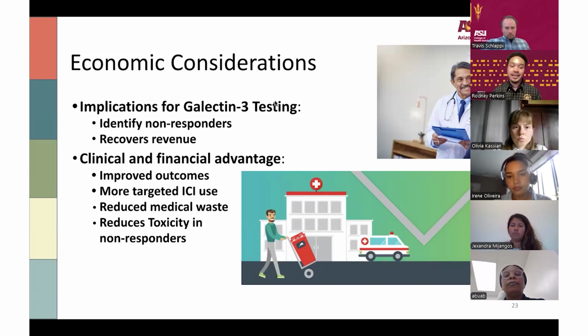Now, for some clinical and financial advantages of integrating galectin-3 staining tests, you'll see improved outcomes like the spider plot we saw earlier. You'll see more targeted ICI usage, which means that will reduce any medical waste for ineffective treatments. And it also reduces toxicity in non-responders who would not be taking these ineffective treatments, but also taking in things that they don't really need, right?